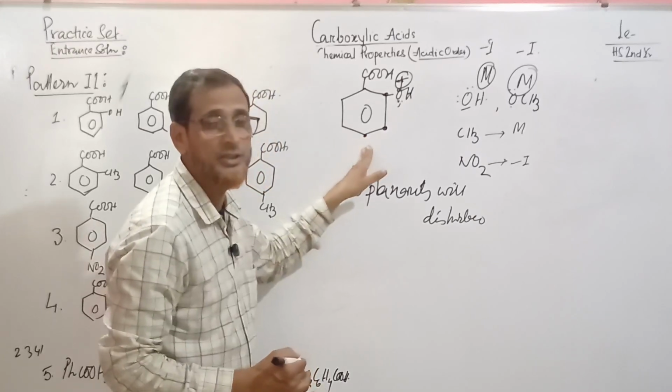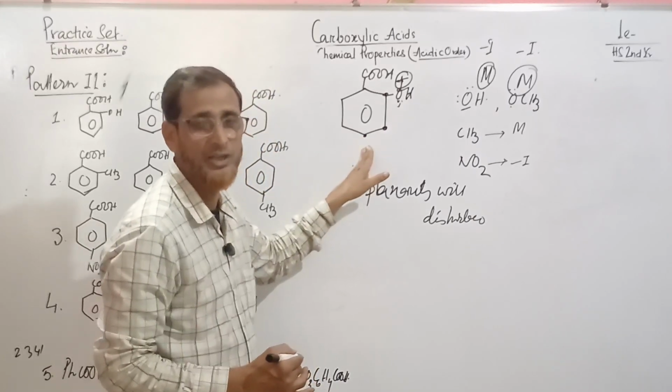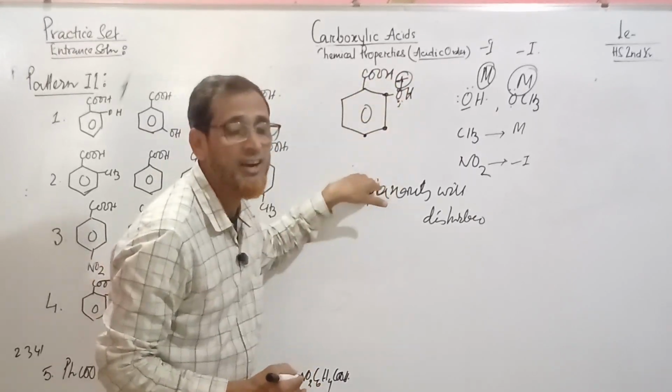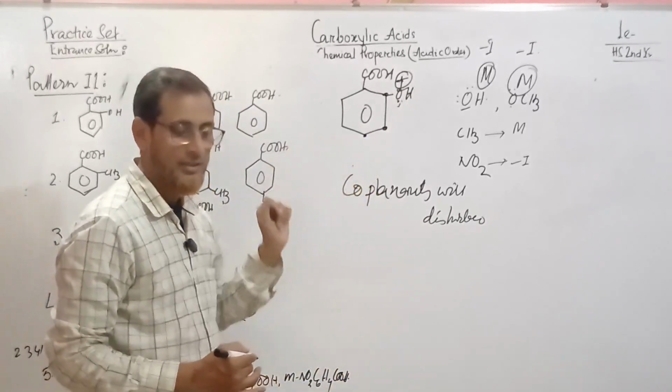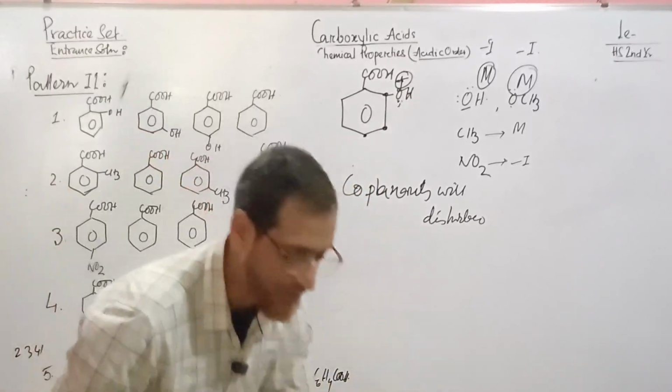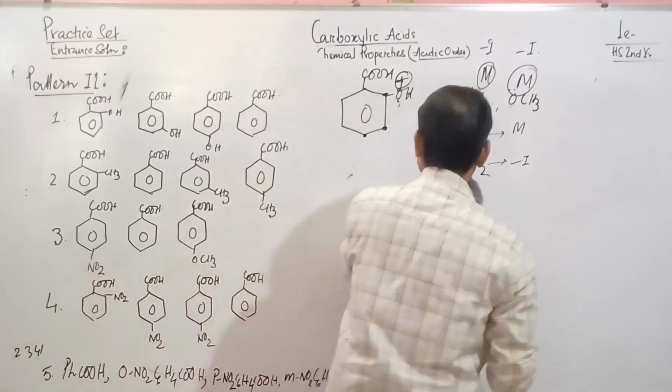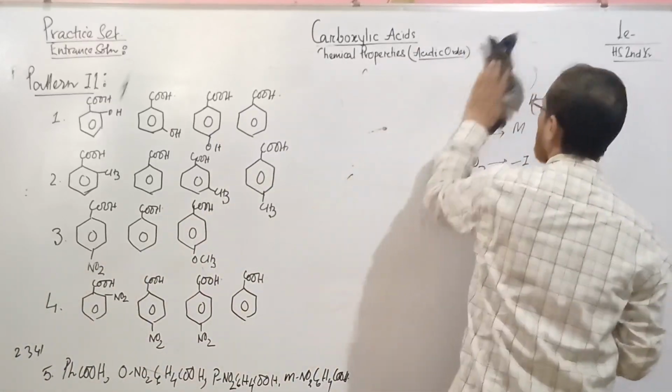But when this is in the para position, again, it will be at a far distance away. Minus I effect will again be less. Then its acidity will decrease. So this is the fact. Now let us explain one by one.